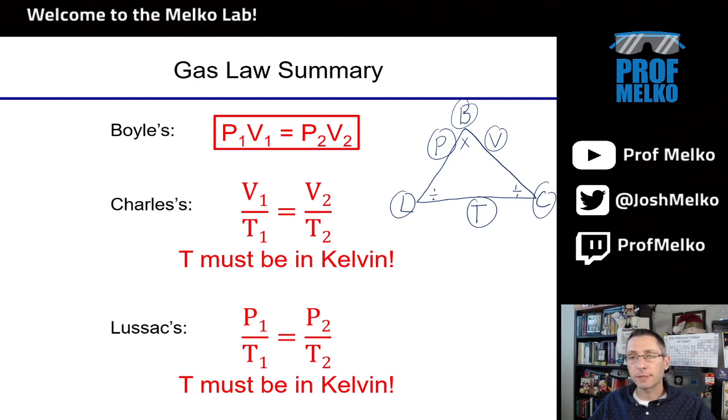Okay. Boyle, B, is P times V. Charles, what is it next to? V is over T. And Lussac over here is next to P over T. Okay. So Boyle is reading across P times V, Charles is V over T, and Lussac is P over T. So that's what's said here. Boyle is P times V, Charles is V over T, and Lussac is P over T. So that's a little mnemonic that I teach for how to memorize these three different laws.